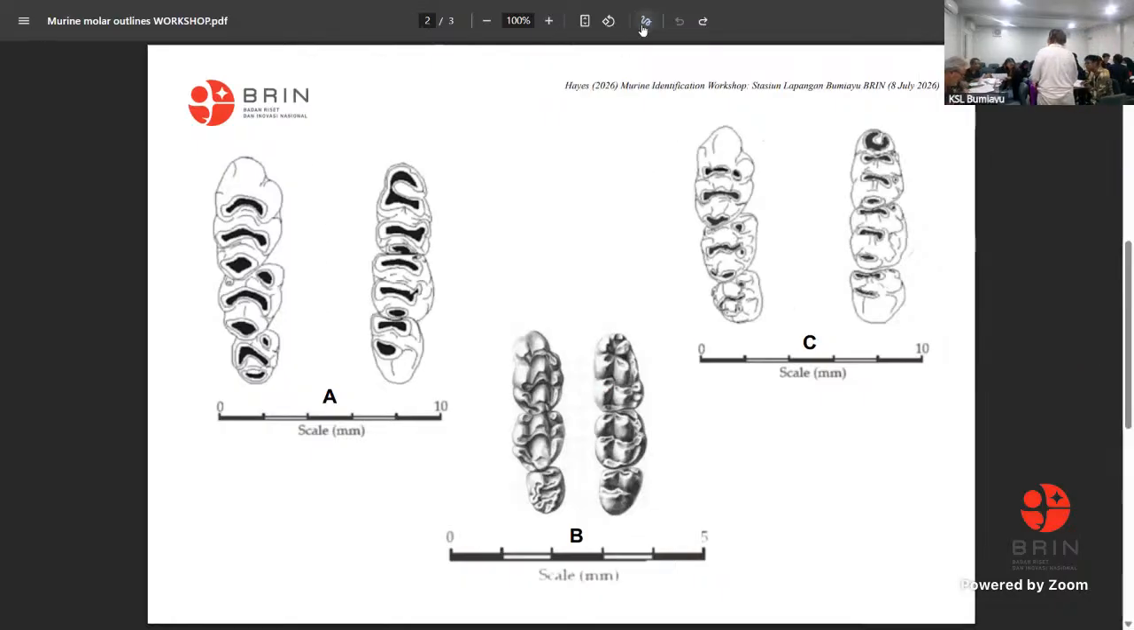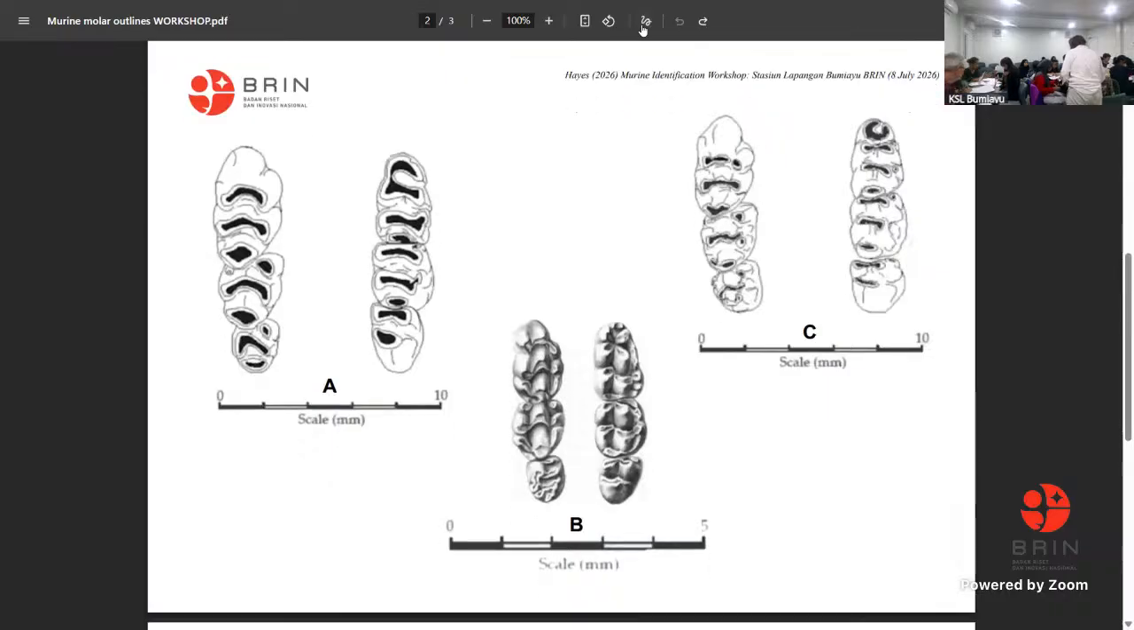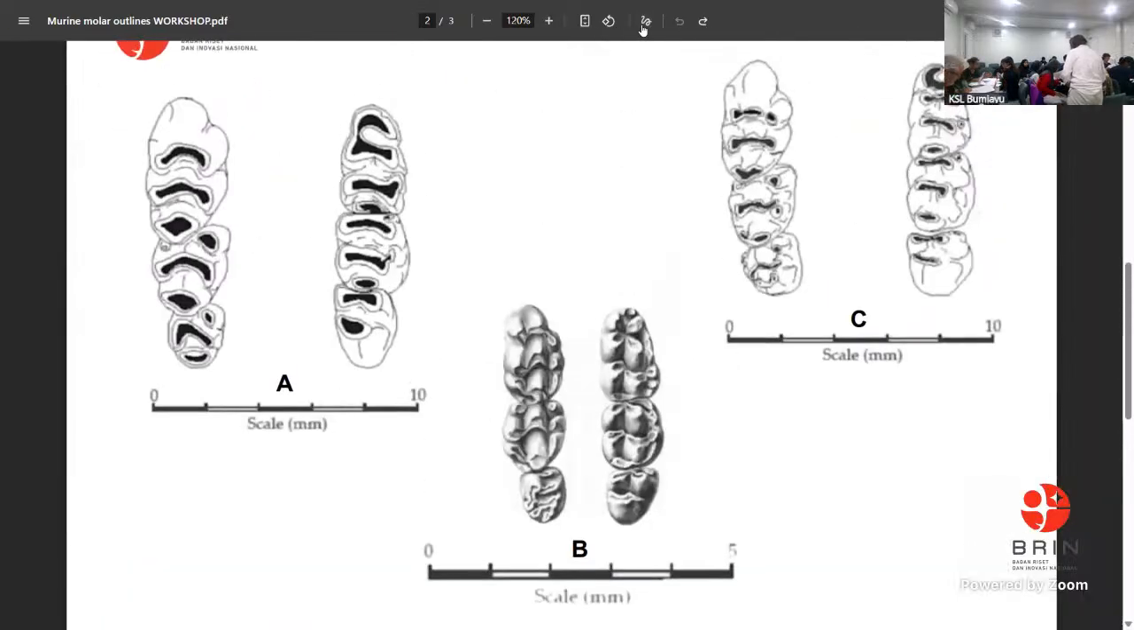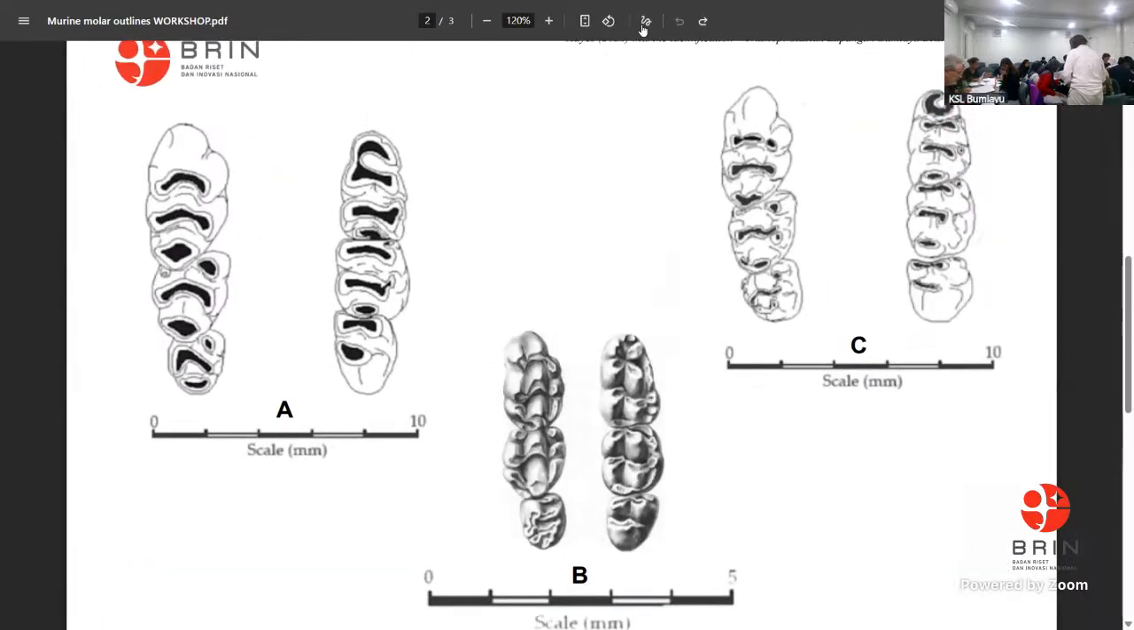So the molar for Savinus Murinae, how long is that in the region? Can you shoot? No, next one, how long is that? That one's 8.2 to 10 millimeters, whereas the other Savinus is 10.6 to 11.6.